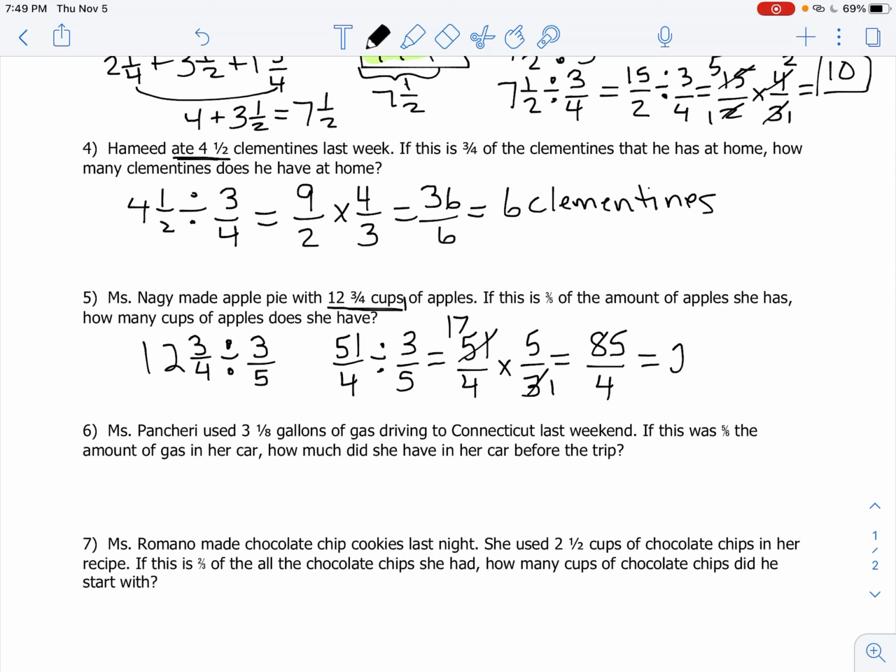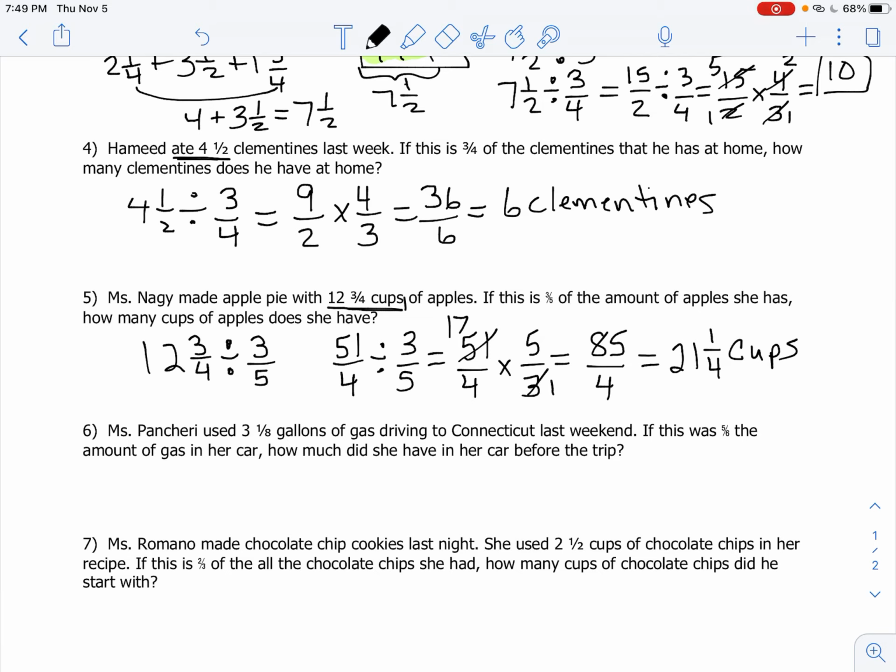4 goes into 84 21 times. Sorry, 4 goes into 85 21 times. That's 84. That means we have one remainder. So 21 1/4 cups is how much I started with, or how much I had.